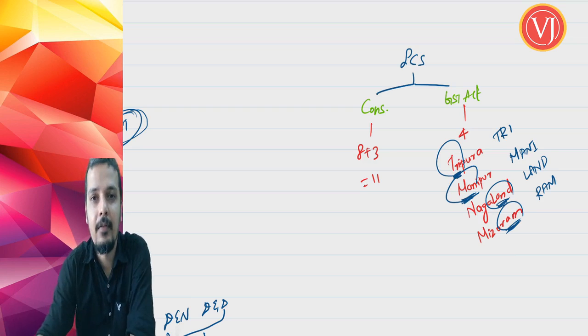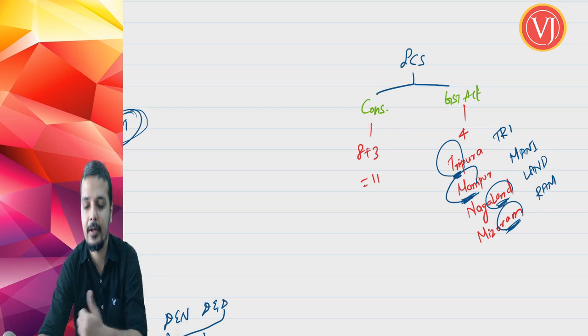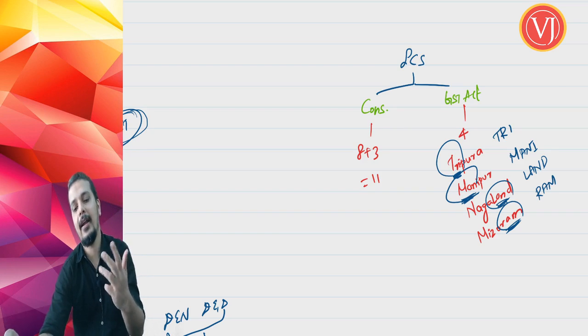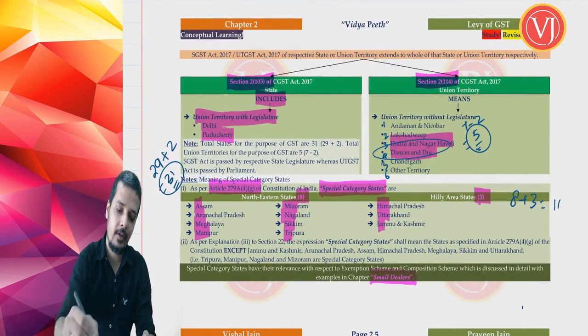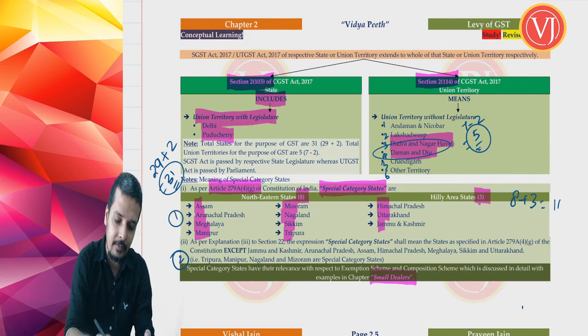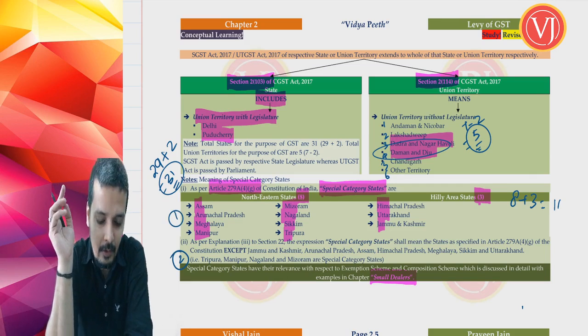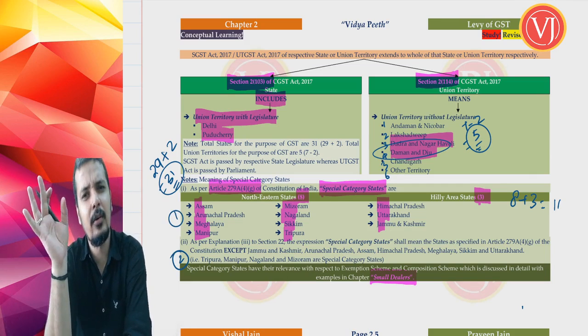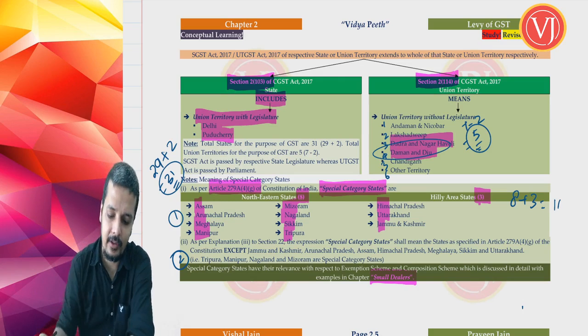Nevertheless, come back. For any political person to be successful, he will have three mantras: one is money, one is land, and one is Ram. That is Tripura, Manipur, Nagaland, and Mizoram. So that is special category states, which was divided into two parts: special category states as per the constitution, and special category states as per GST law, which is given under the explanation to section 22. What is section 22? It talks about registration. We'll be discussing that in our further discussion, right?